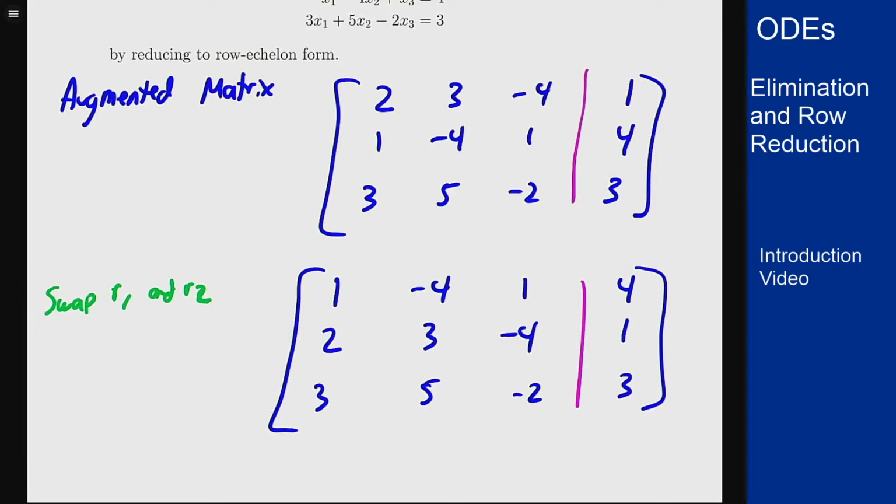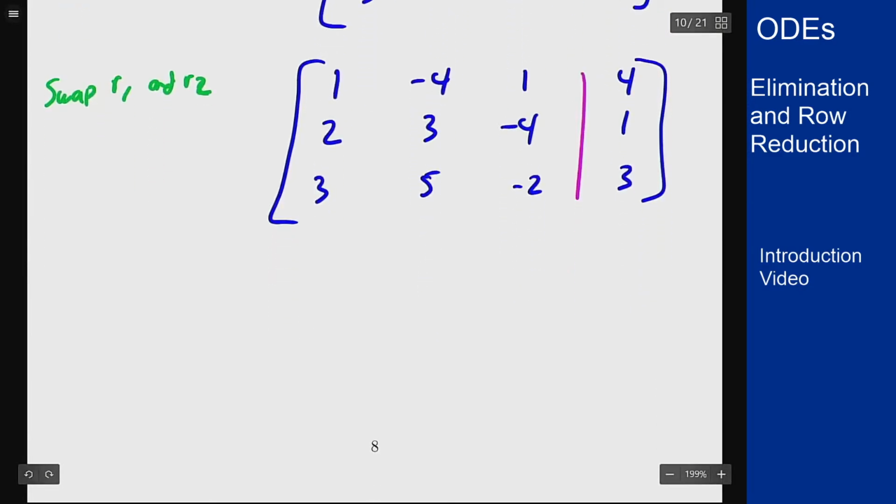And I want to add copies of row 1 to the other 2 rows to make these first entries go away. My goal is to make these 2 things 0. So what I'm going to do is set row 2 to be row 2 minus 2 row 1, and row 3 to be row 3 minus 3 row 1. I picked those numbers because then in the first column, row 1 stays the same.